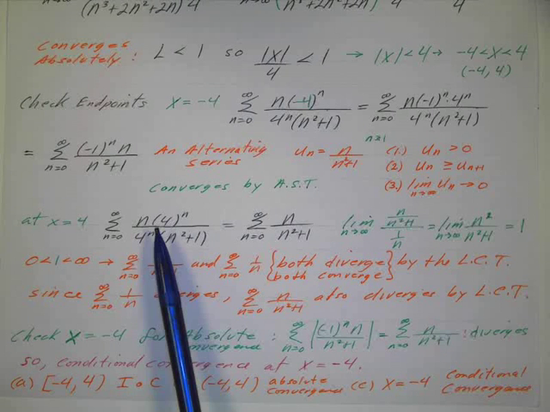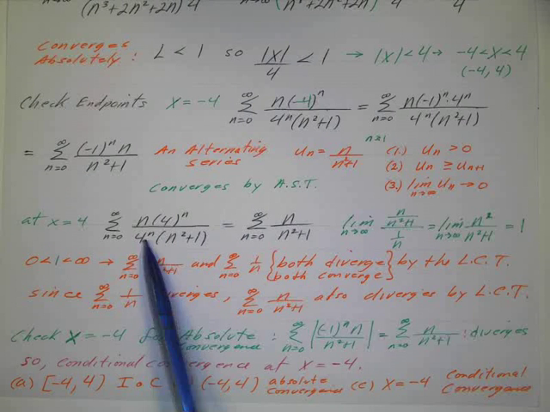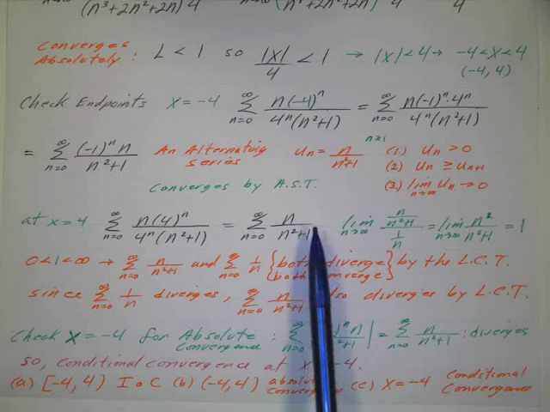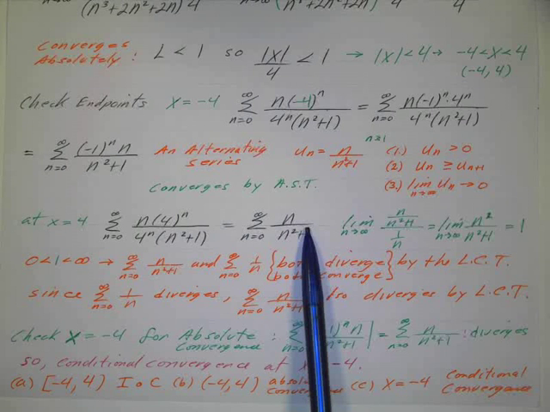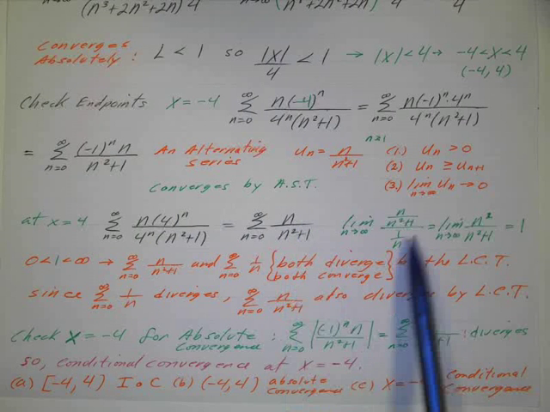Now let's check and see what happens at 4. If I put 4 into my series, I don't have the alternating series, so I can't use that test. And the 4 to the n's cancel, so I've got n over n squared plus 1. If I just cross that out and reduce that to 1 over n, that's a good comparison, so I'll use the limit comparison theorem.